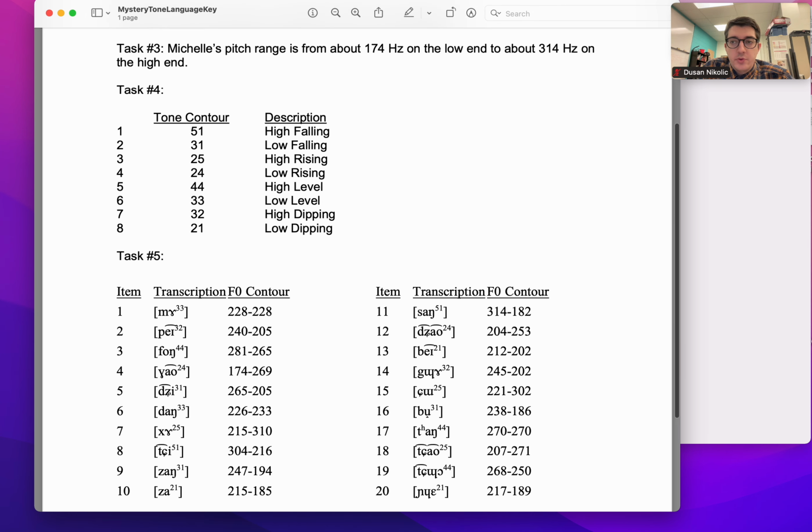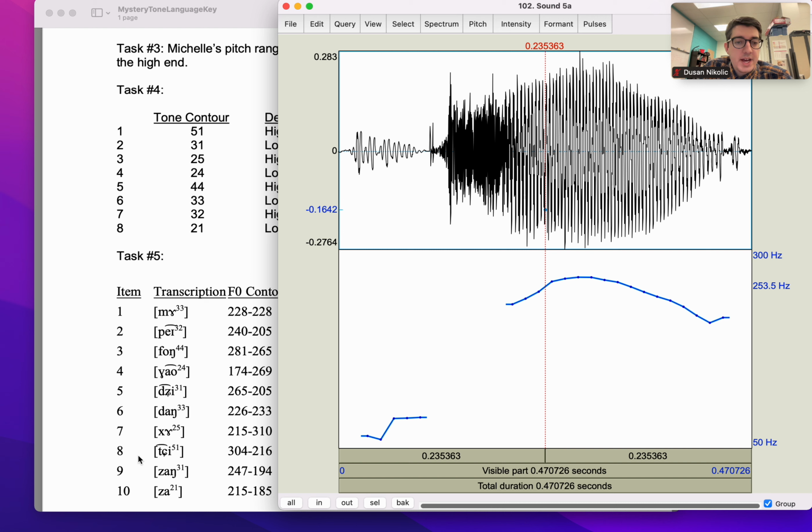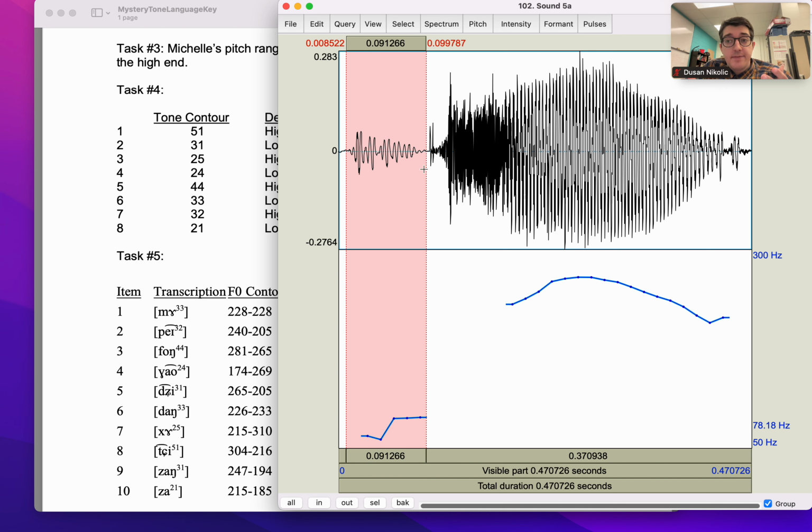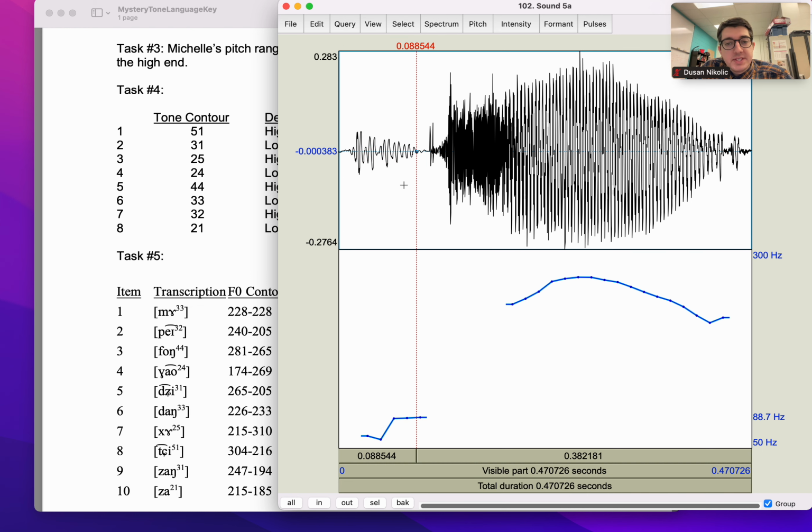I won't go through all of these. I'll just pick a couple of those. So for this one, this was a tricky one, which is number 5, G. You had this kind of noise. Praat captures everything basically, and that may be misleading. So you should have just discarded this part because it's not a part of a tone.